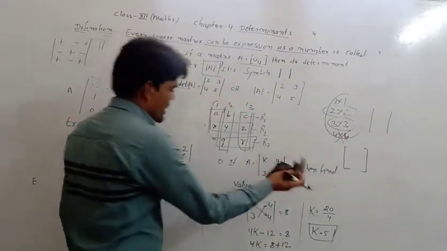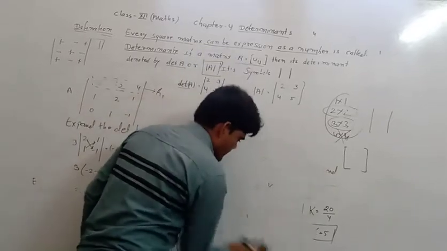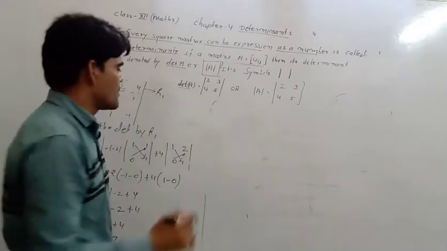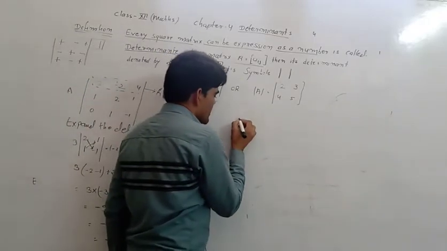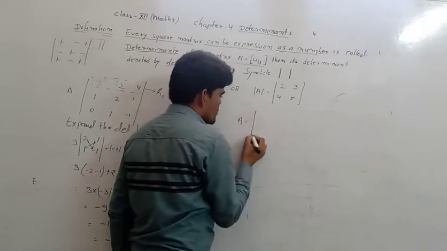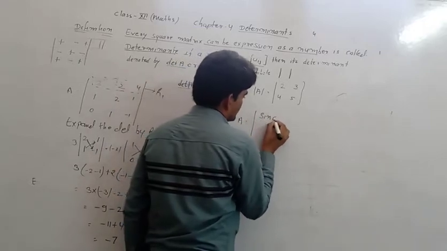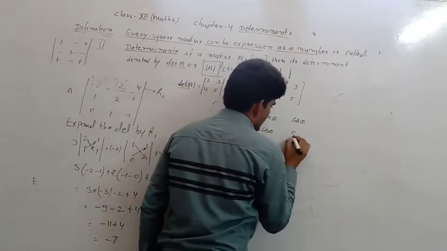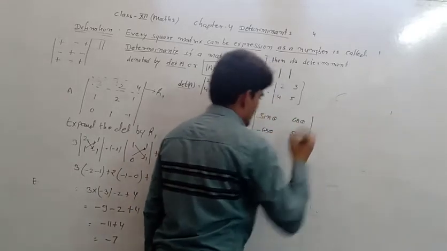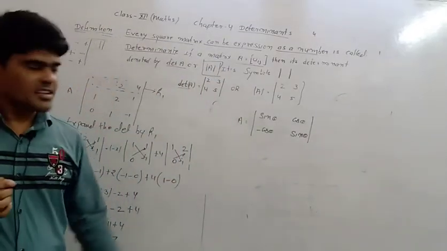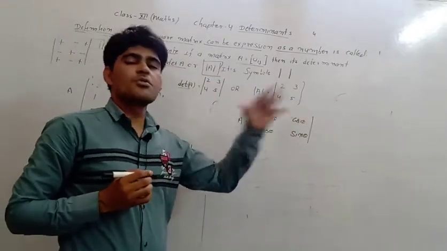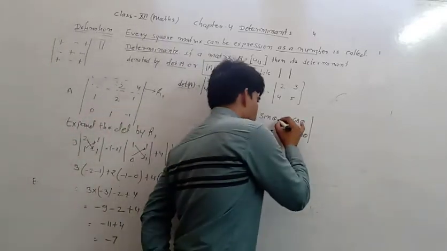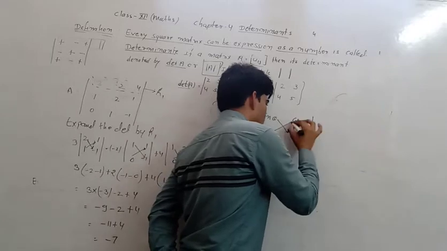Next, find the value of a determinant. We are given a determinant A equals sin theta, cos theta, minus cos theta, and sin theta. Find the value of this determinant. This is a 2 by 2 determinant, so we expand the determinant. First the leading diagonal and second the other diagonal.